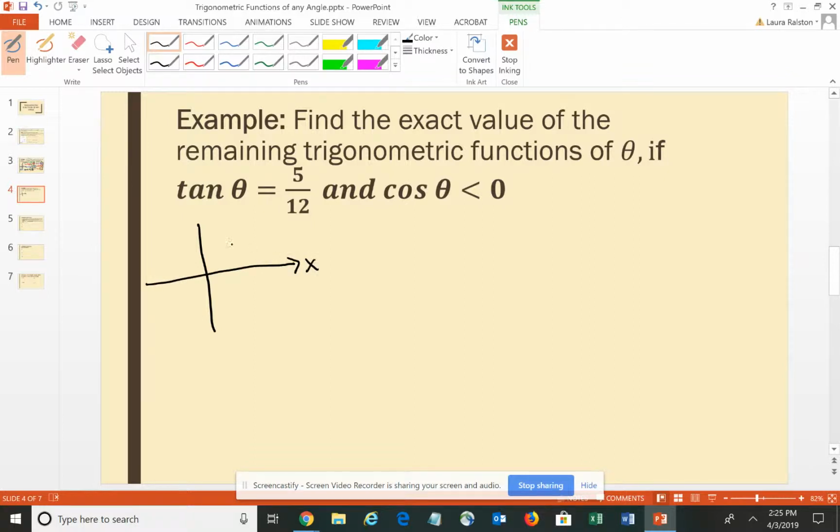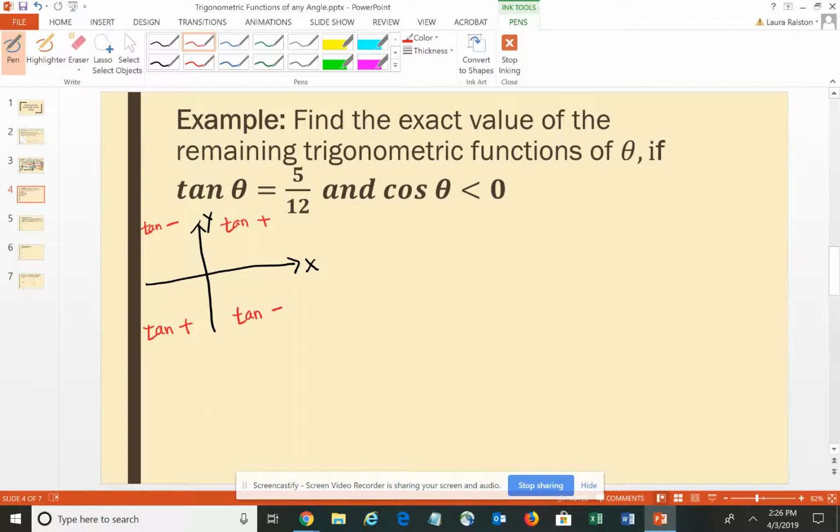But we need to first think about in which quadrants would we have a tangent that is positive. Well, the tangent would be positive in quadrant 1 because you would have a positive divided by a positive. In quadrant 2, the tangent is negative because you have a negative divided by a positive. In quadrant 3, the tangent is positive because you have a negative divided by a negative. And then in quadrant 4, it's negative again because you have a positive divided by a negative.